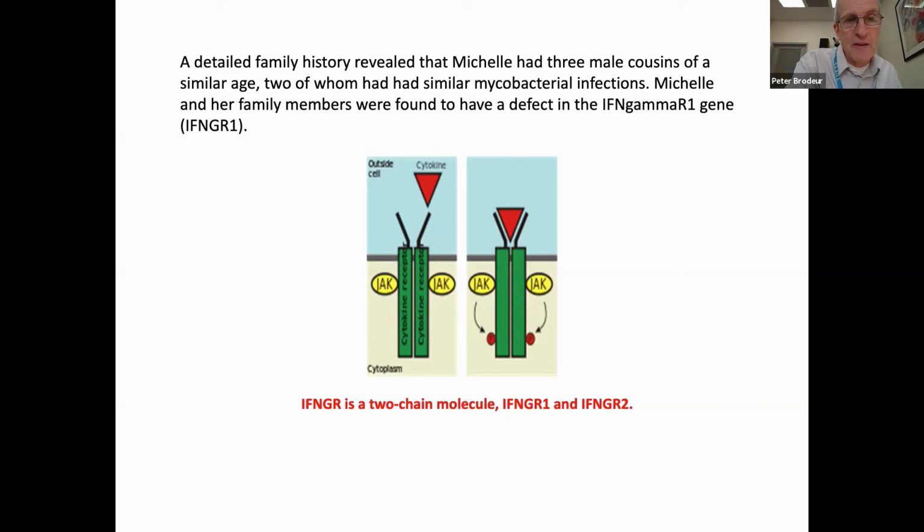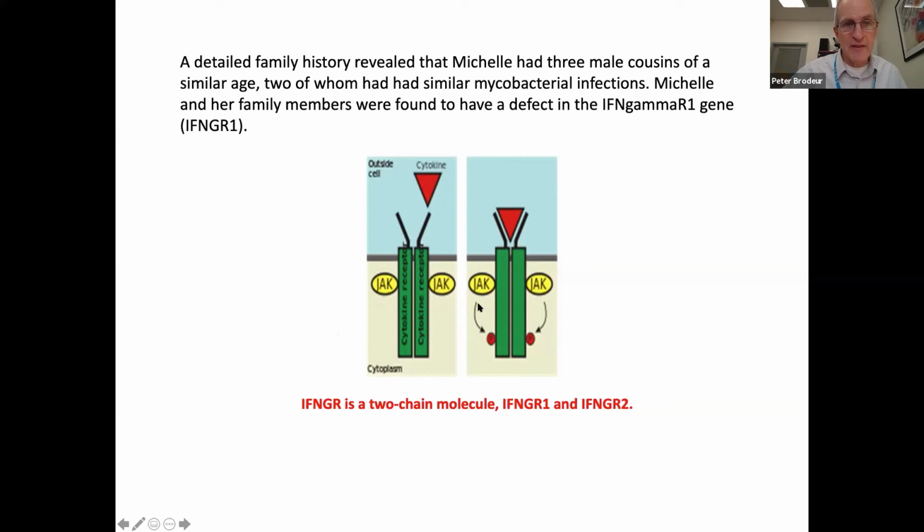And Michelle and her family members were studied and found to have a defect in the interferon gamma receptor gene. So there's a diagram of it here, and the point here is that the defect in this patient, the genetic problem, is a defect in the receptor for the cytokine interferon gamma. And the general point on this slide, which we've mentioned before, is that cytokines work by binding receptors on cells.